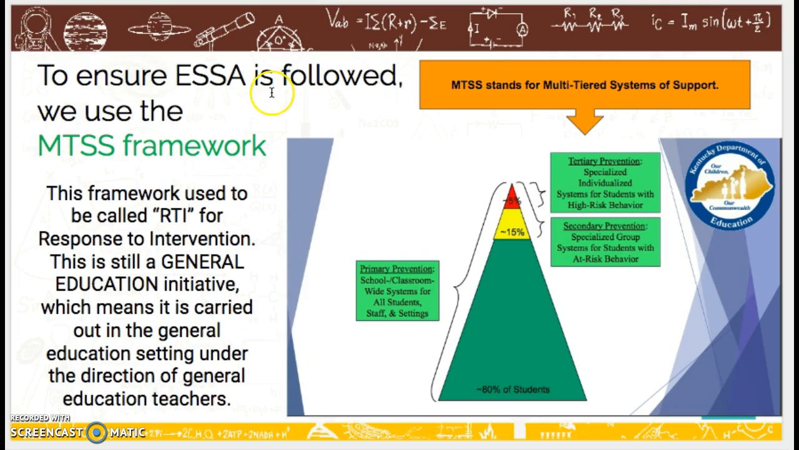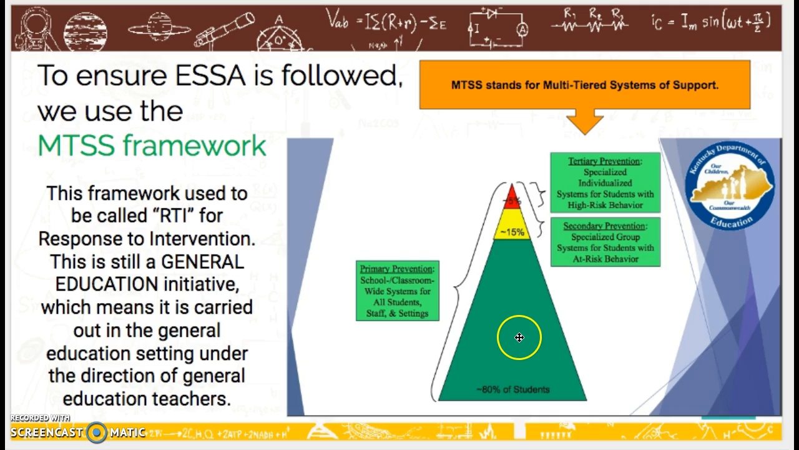So ESSA gives us a framework that is also part of the earlier law, No Child Left Behind, or NCLB. We're currently under the ESSA, Every Student Succeeds Act. And in the beginning, NCLB gave us the RTI framework. Now that framework is called MTSS, which stands for Multi-Tiered Systems of Support. And when we're talking about that system, we're talking about 3 tiers specifically.